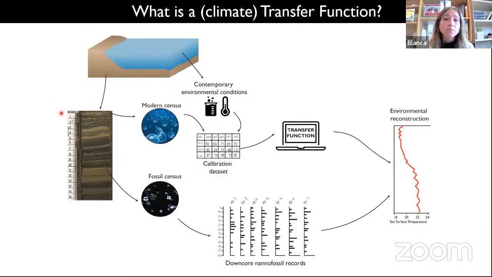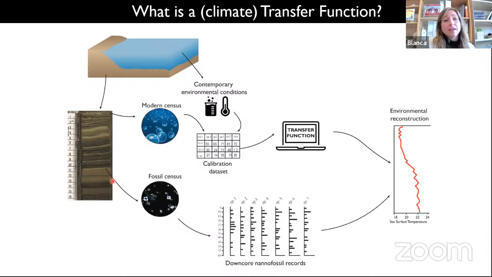First, surface sediments or sediment traps from which we can perform census counts, in our case, coccoliths, and also an environmental data set that is contemporary to these samples. And this will be composed of different variables like temperature, salinity, oxygen, nutrient concentrations, and so on. Once we have this training set, we can develop a transfer function, but we need a record to apply it, right? So we also need a fossil data set, which is based on fossil census of nanofossils from downcore samples. This would be this part here.